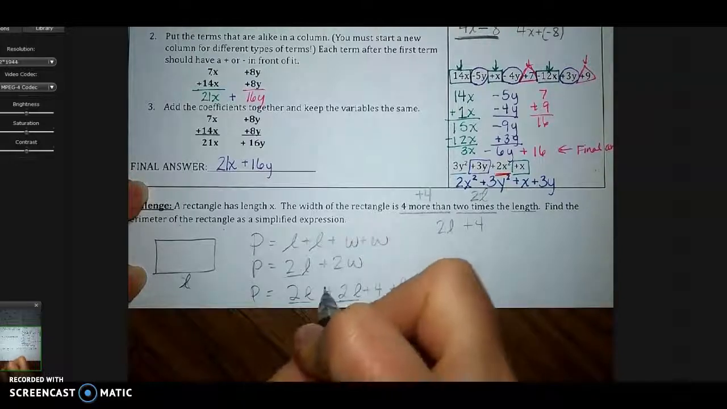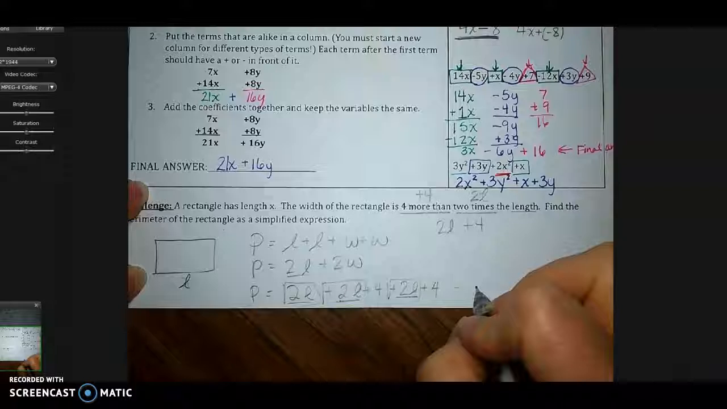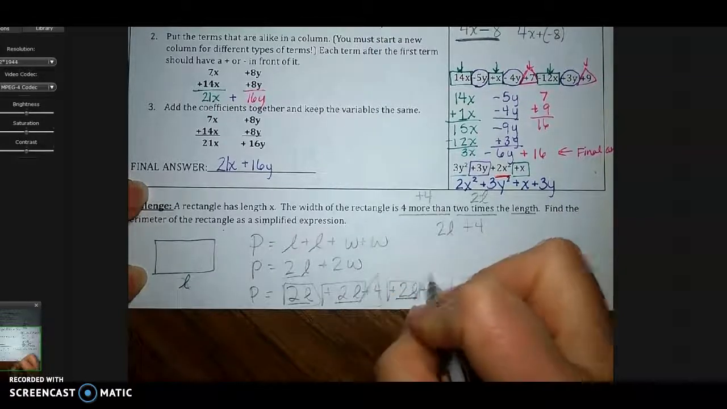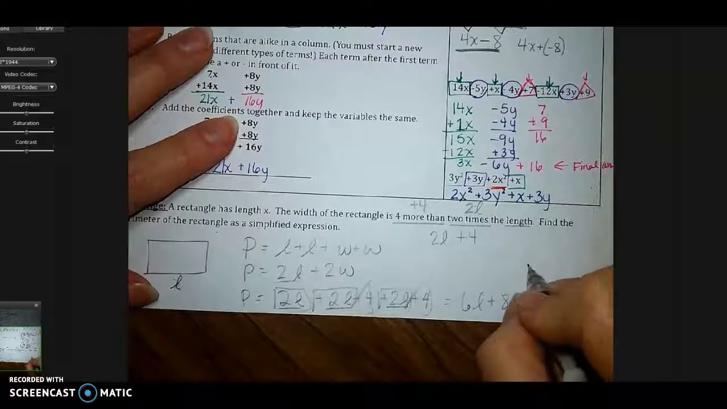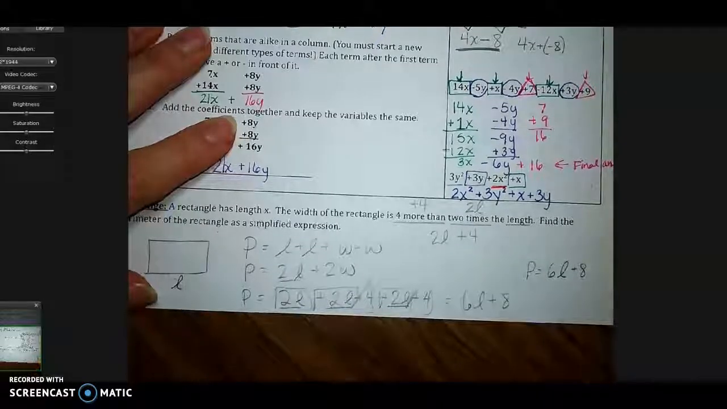So I can add all of these together, and I get 6L plus 8. So my perimeter is equal to 6 times the length plus 8.